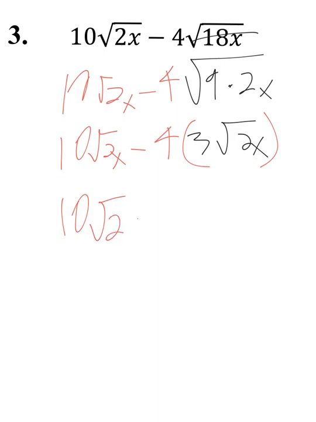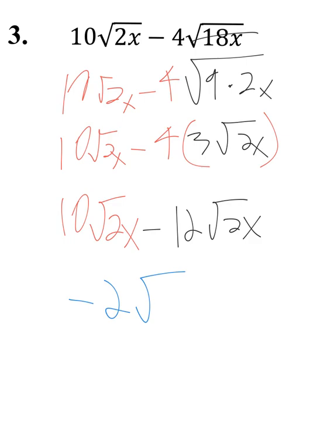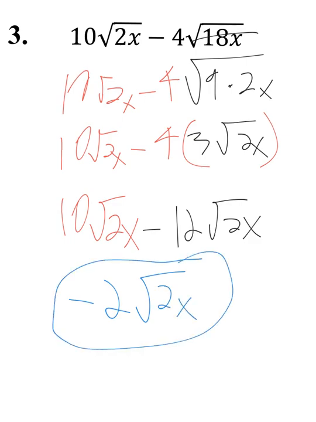So I have 10 square root 2x minus 12 square root 2x. And 10 minus 12 is negative 2. And then you just have the square root of 2x with it. That wouldn't disappear or anything like that. But that's all there is to number 3. A bit easier than the last one, I think.